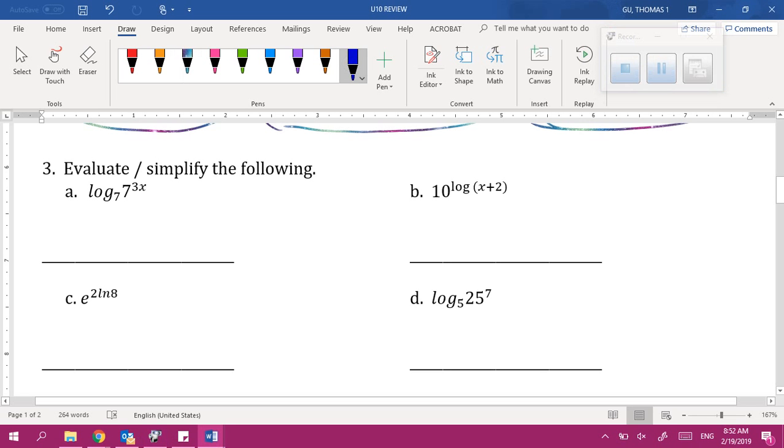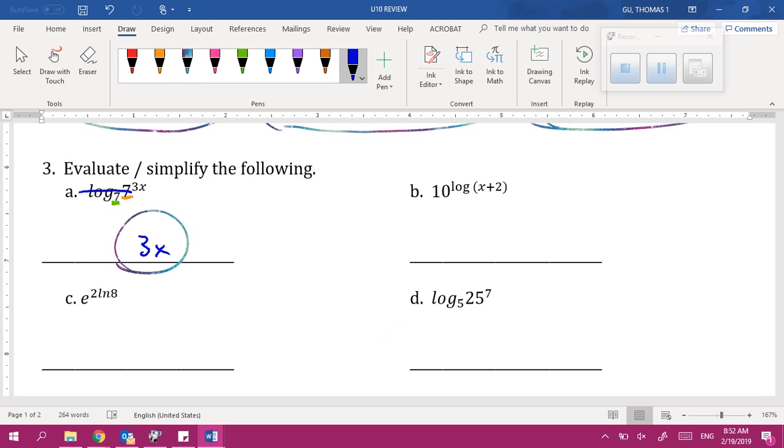So on A, you see is log base 7, and then 7 raised to 3x. Okay, so we see that the log base is the same as the base of my number. See, log base 7, same as the base of my number, 7. That means they're going to cancel out. That's inverse, which means my answer here is just 3x.